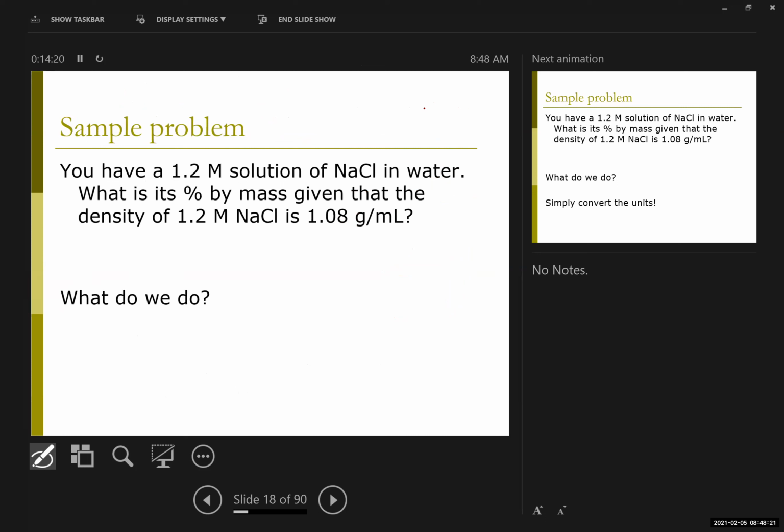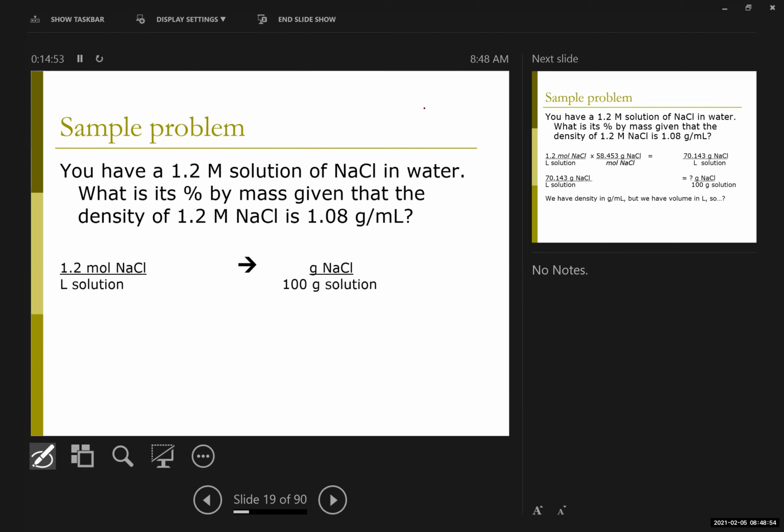Because there's not necessarily a perfect solution to my problem. If I have the exact density of my exact concentration at exactly the right temperature, this is easy. So if I have 1.2 molar sodium chloride and I want the percent by mass and everything's at 25 degrees C, and I know because somebody measured it that the density of 1.2 molar sodium chloride is 1.08 grams per milliliter, my conversion's fairly simple.